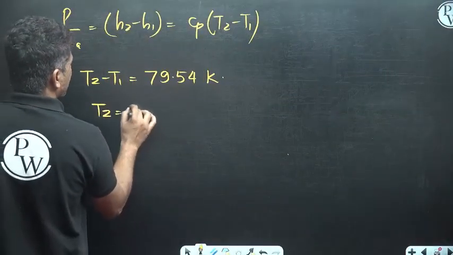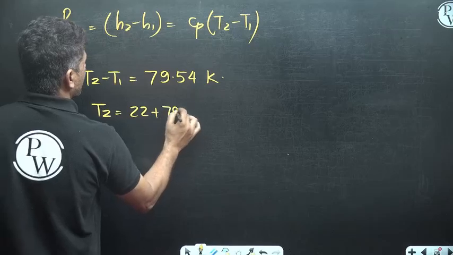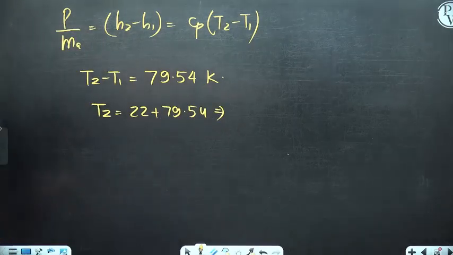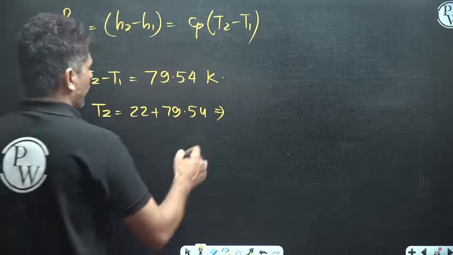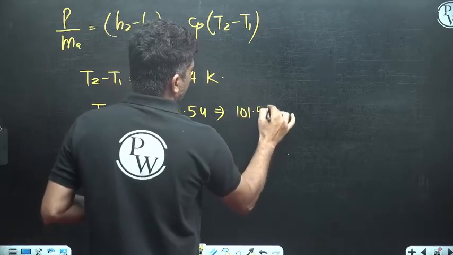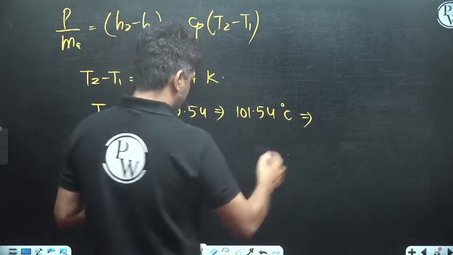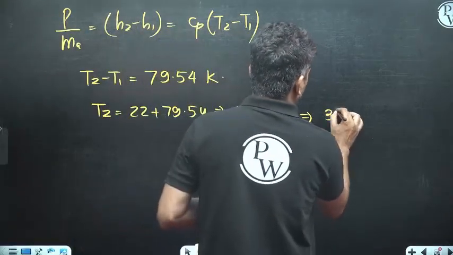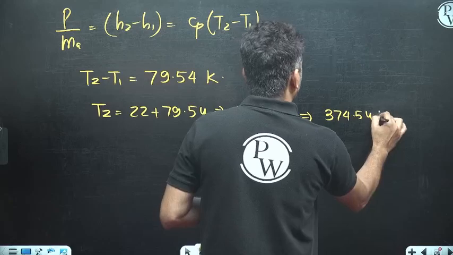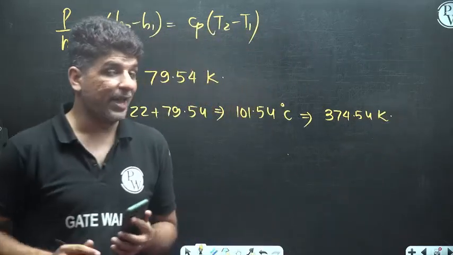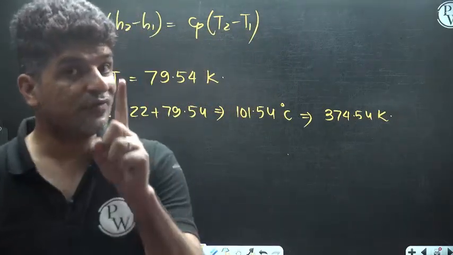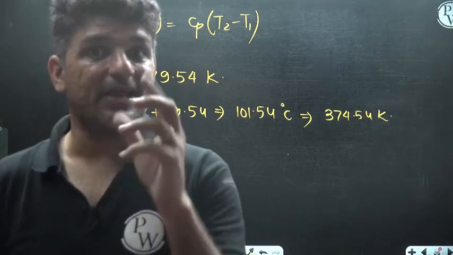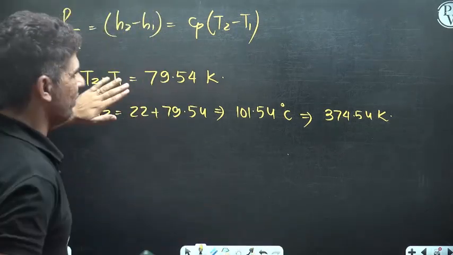So T2 will be equal to 22 plus 79.54. Okay, so that will be 101.54 degrees centigrade, and that plus 273 is 374.54 Kelvin. Why are we converting it into Kelvin? Because we would require T2 by T1. We have to calculate the ratio T2 by T1.